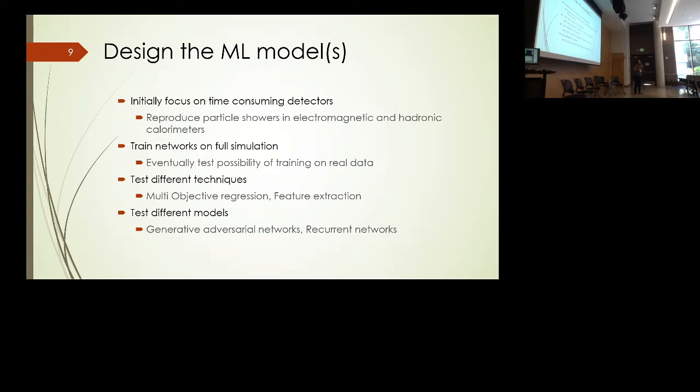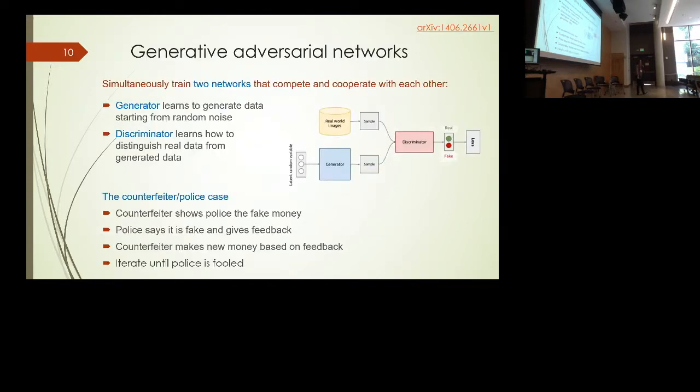But of course, there could be problems, for example simulation of tracking detectors or other detectors, that could be better solved using different techniques. For example, recurrent networks are also another technique that we'll probably be looking at later on. So I will show you the work we've been doing on generative adversarial networks. And again, you've seen this, I don't need to go through it again.